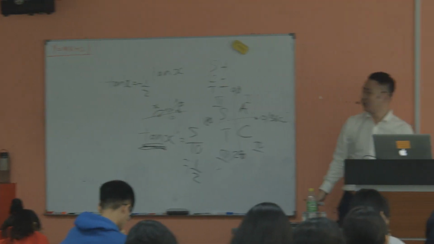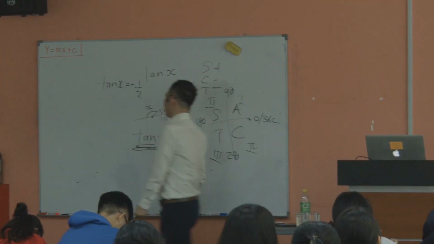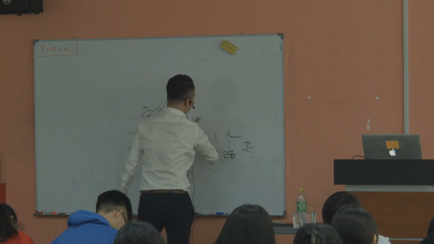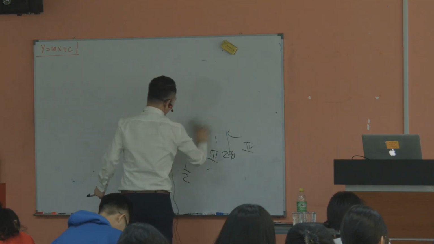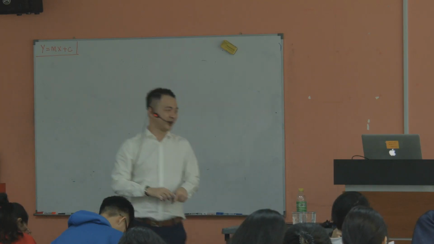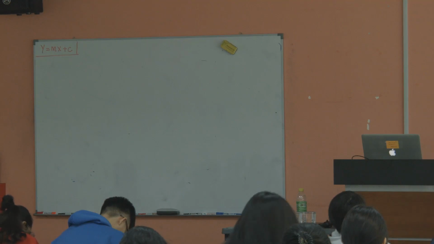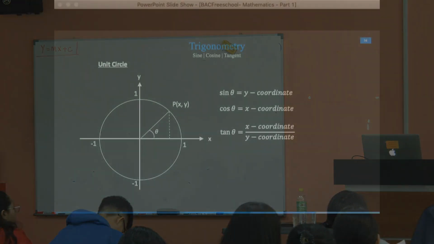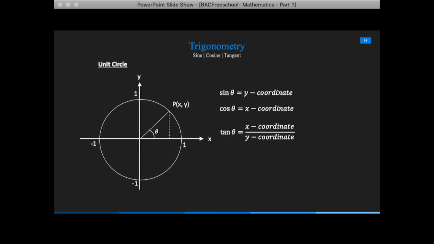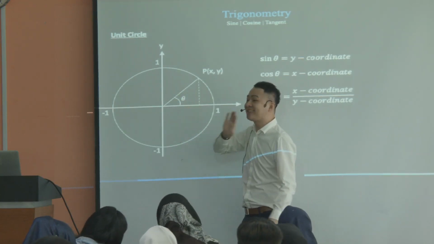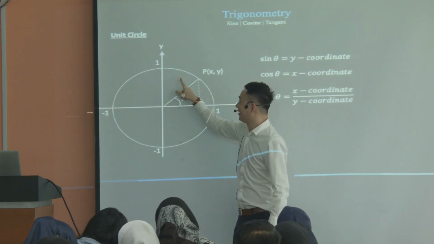Unit circle. You will see it in your past year questions. Unit circle actually has nothing much to say because it's quite straightforward. But what I want to say about the unit circle is that the hypotenuse will always equal 1. They call it a unit because it's 1 unit. So the hypotenuse of this circle is always 1, even if the question doesn't tell you, this length here is 1.